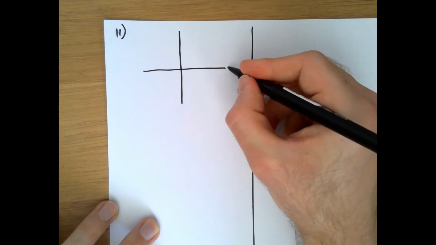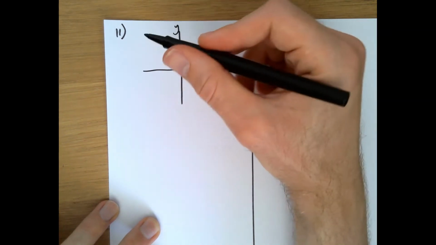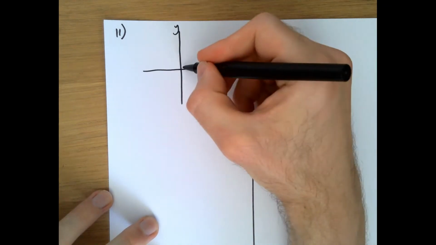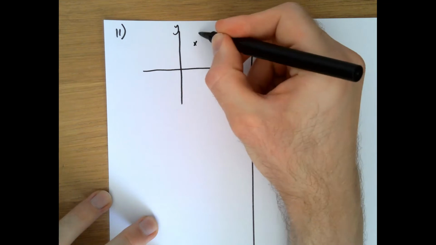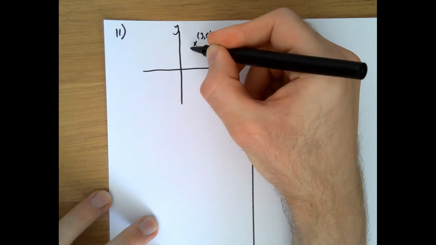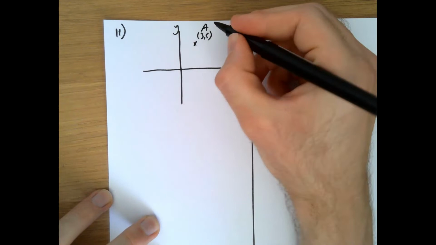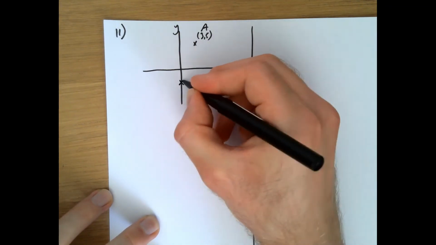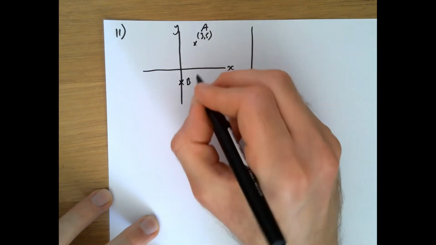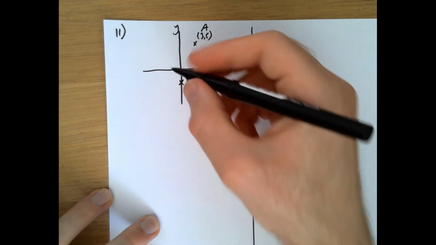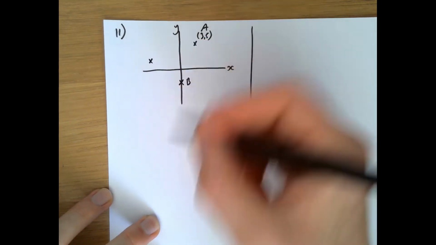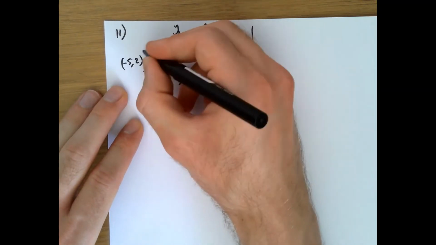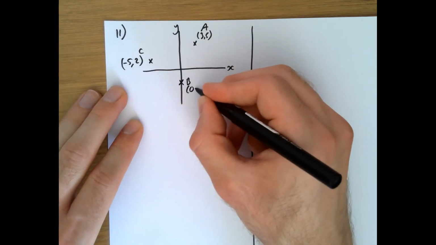So we've got our X and we've got our Y. Now with coordinates, it's along the corridor, up the stairs. So A is 3, 5. So let's see, 3 across, 5 up. I'm just going to put 3, 5 there, and that's going to be point A. B is 0, so 0 left or right and minus 3 down. That's going to be B. And then C is going to be minus 5, 2. So here it's going to be C, and this point is 0, minus 3.